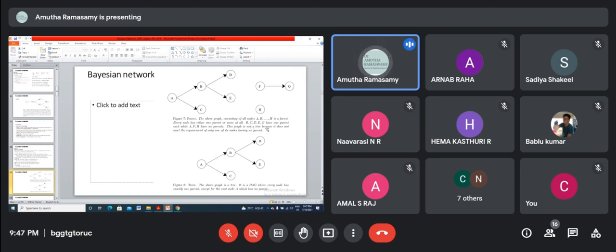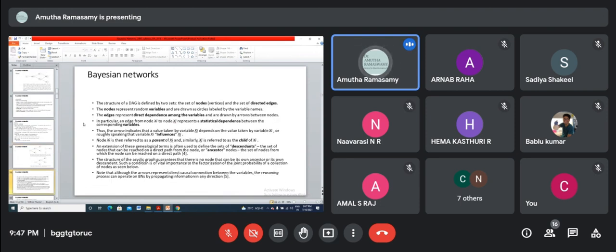This graph is not a tree because this has this connection. Because it does not meet the requirement of only one of its nodes having no parent. Because if only one node is having no parent, the situation will be like this. Only A has no parent. Every other node has one parent. So then only we can say it is a tree. Otherwise, this is a forest. Okay. Now, I'm directly coming to the Bayesian network. You guys are following the introduction of the graph theory?